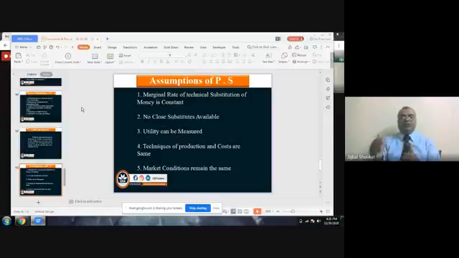Just like the consumer surplus, there are assumptions of producer surplus. One is the marginal rate of technical substitution is constant. Marginal rate of technical substitution means how many units of capital we have to drop to get an additional unit of labor. If we are dropping 5 units of capital to get an additional unit of labor, for every next unit of labor we have to drop 5 units of capital. That means the marginal rate of technical substitution is constant.